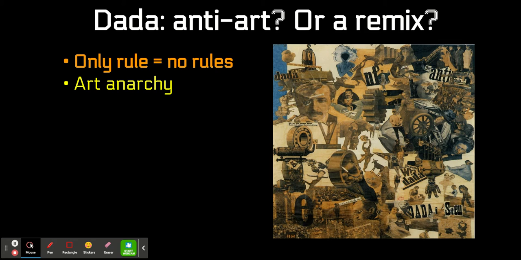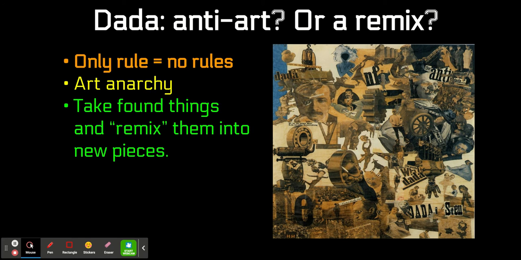So when we're writing our Dada poetry, which I'll show you in a minute, there are no rules, just art anarchy. And so, as I said, they remix things into something new.